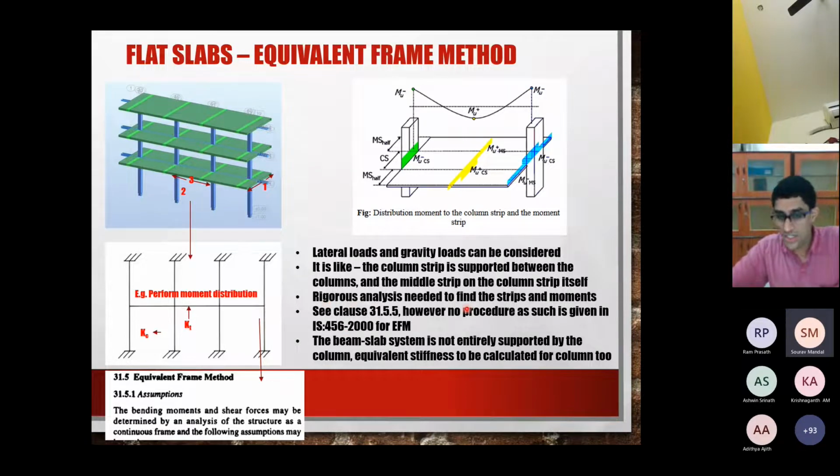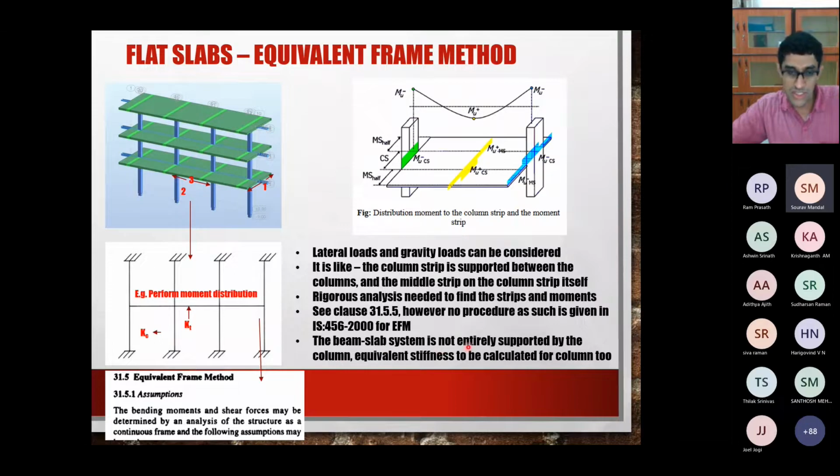So anyway, rigorous analysis is needed to find the strips and moments. You can use some procedure, such as moment distribution or something. But your IS 456 does not exactly tell you what method you should use. Moment distribution can be used, but it's just a suggestion. The beam-slab system is not entirely supported by the column, so the equivalent stiffness needs to be calculated for the column too. So these are some issues and complexities regarding using the equivalent frame method.